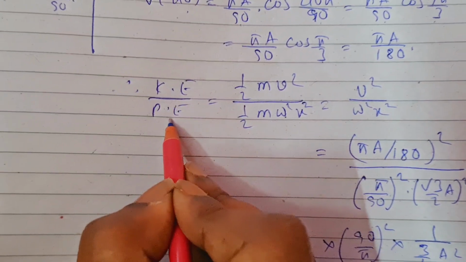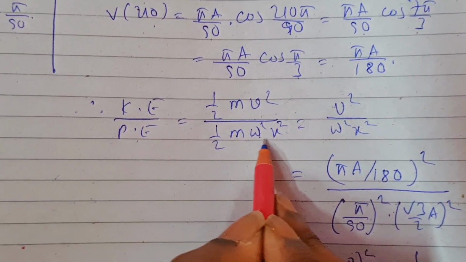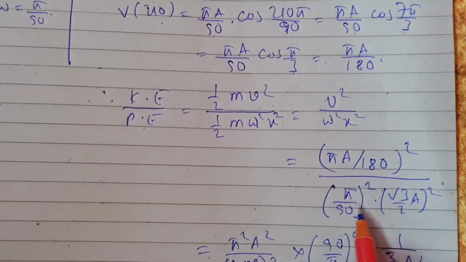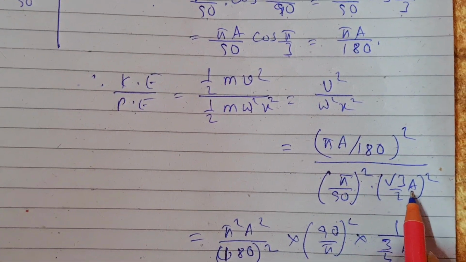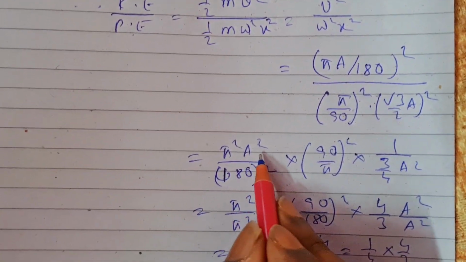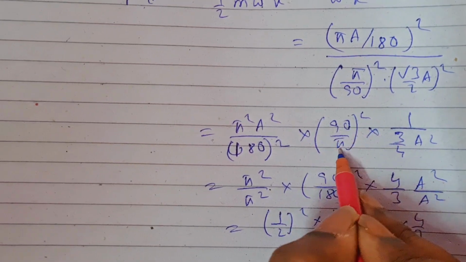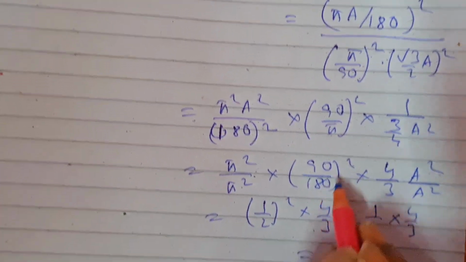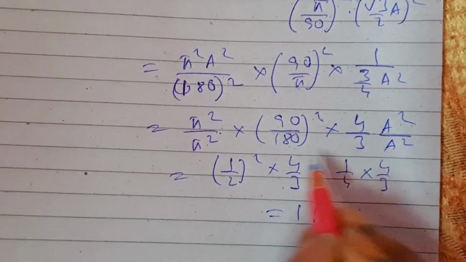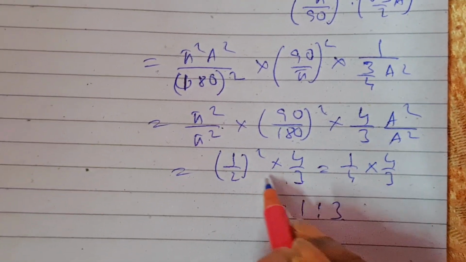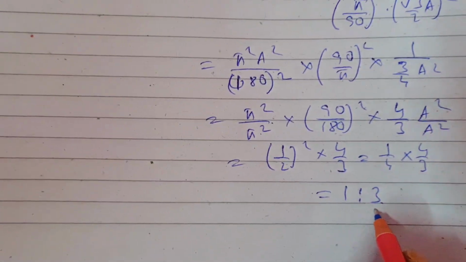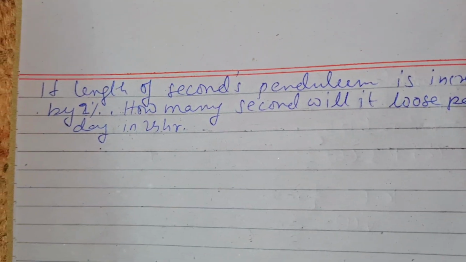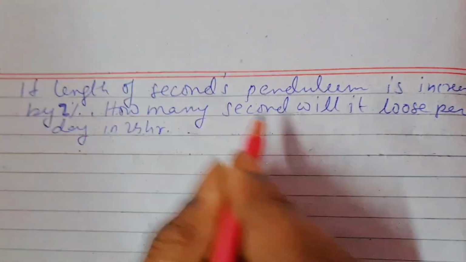Now kinetic energy to potential energy equal to half mv square by half m omega square x square. Half m will get cancelled. v square by omega square x square. Pi a by 180 whole square by pi by 90 whole square into root 3 a by 2 whole square. So it is coming pi square a square by 180 whole square into 90 by pi whole square into 1 by 3 a square by 4. So pi square by pi square gone, 90 by 180 whole square into 4 by 3 a square. So it is coming half square into 4 by 3, that is 1/4 into 4 by 3 is equal to 1:3. Okay.